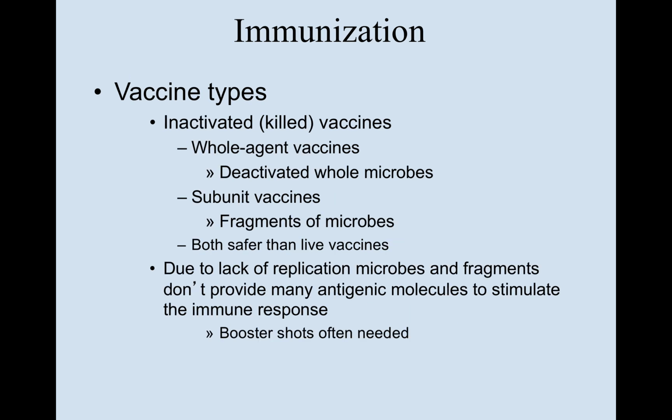There are inactivated vaccines, which come in two different forms: whole agent, which is a deactivated entire microbe, and then subunit vaccine, which is just fragments or bits and pieces of the microbe. Both are safer than live vaccines. There is no infection, but due to a lack of replication of the microbe, the fragments don't produce as strong an immune response, so booster shots would often be needed.